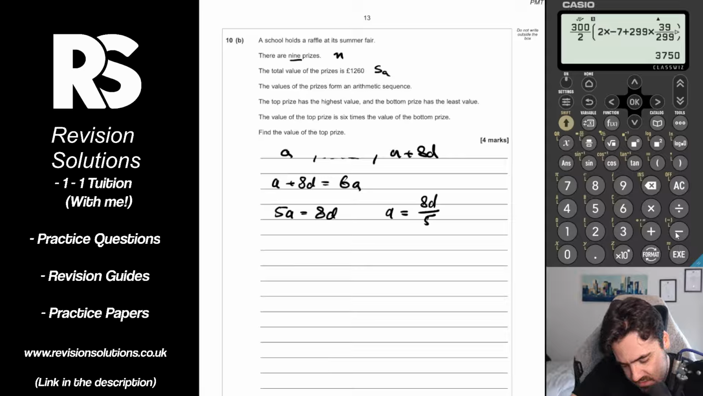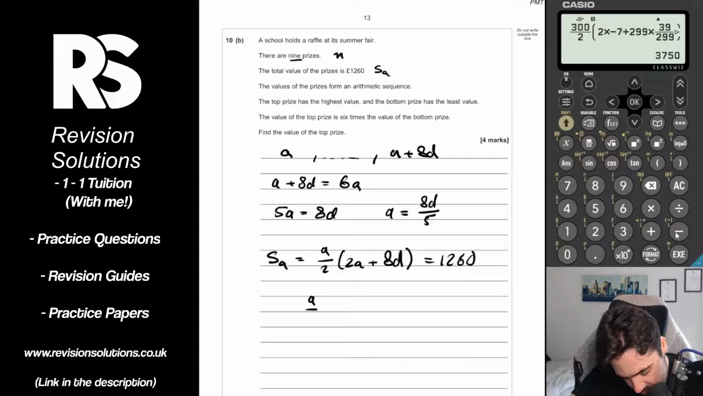And we haven't used this information yet, so the Sn, the sum of 9 terms, would be 9 over 2, 2a plus n minus 1 d, so that'd be 8 lots of d. And we actually know that that is 1,260. So we've got 2 equations now with 2 variables, so we know we can solve simultaneously. So let's sub in the a.